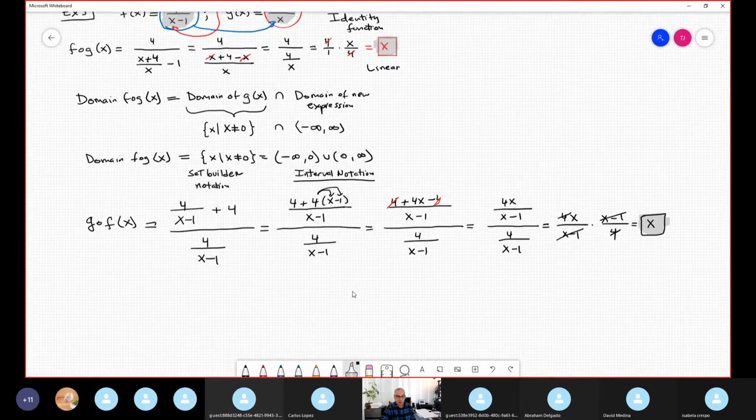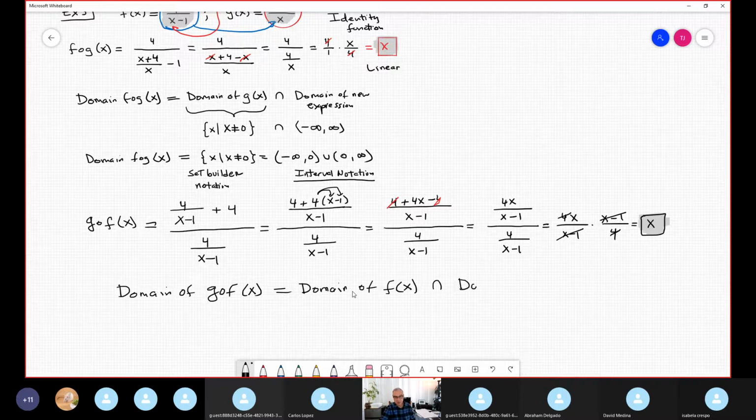Let's move on to the domain. Domain of g composition f is equal to the domain of the first function, in this example, according to this order is f, intersection domain of the new expression.